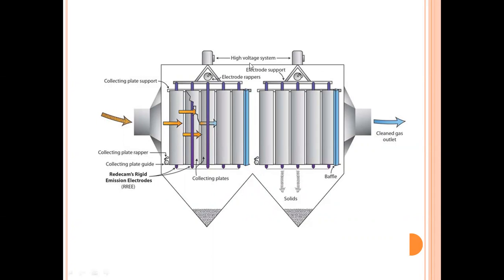This is the high voltage system: high voltage metal plates, electrode support, electrode rappers, and collecting plate support. So air in and air out. Here the collecting plates collect the solids and vapors. Here are the collecting plates, rappers, collecting plate guide, and rigid emission electrode.